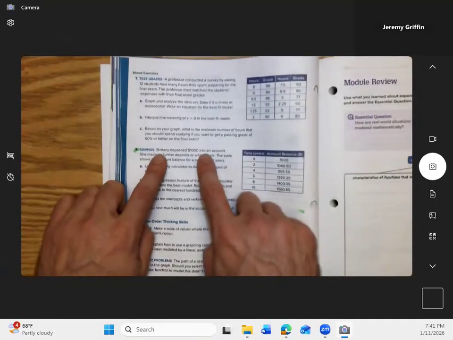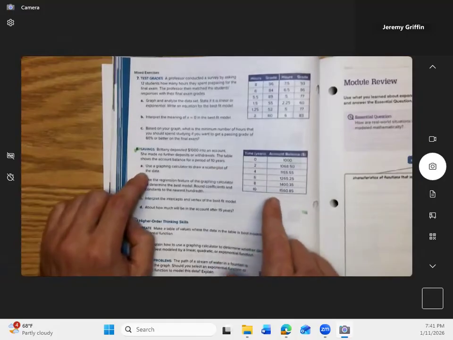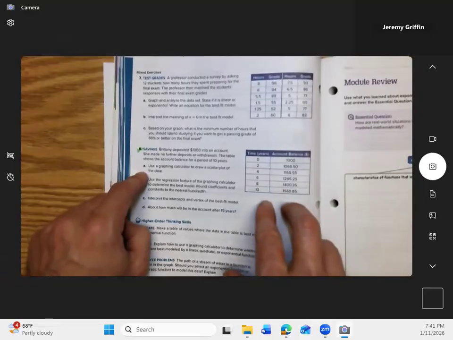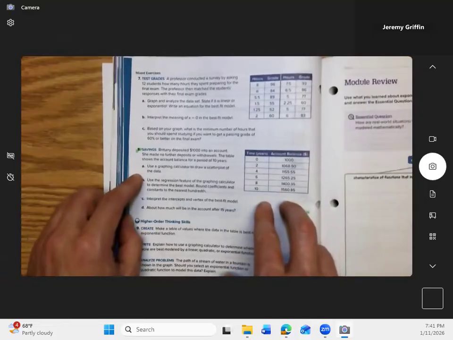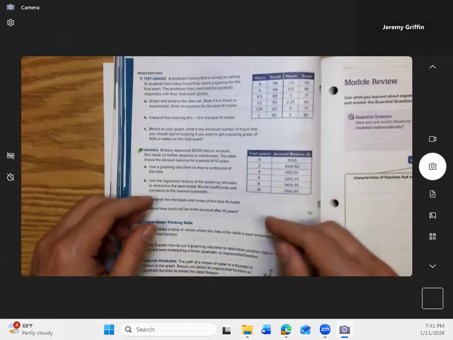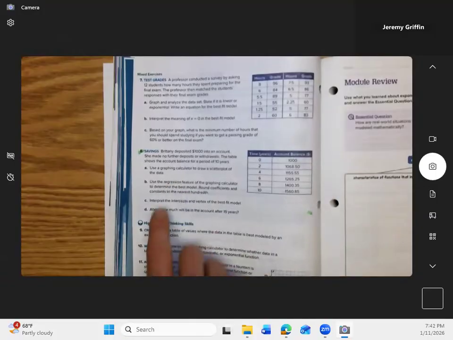Oh, we got Brittany deposits $1,000 into an account and she's looking at her balance after 10 years. Now, it's possible that she just leaves the account alone and lets it grow, in which case this curve should exactly match an exponential growth curve. Or maybe she's sometimes putting in a little extra money or taking out a little bit of money, which can create a more random scatter plot. We're going to find out. So basically create this model and figure this out.